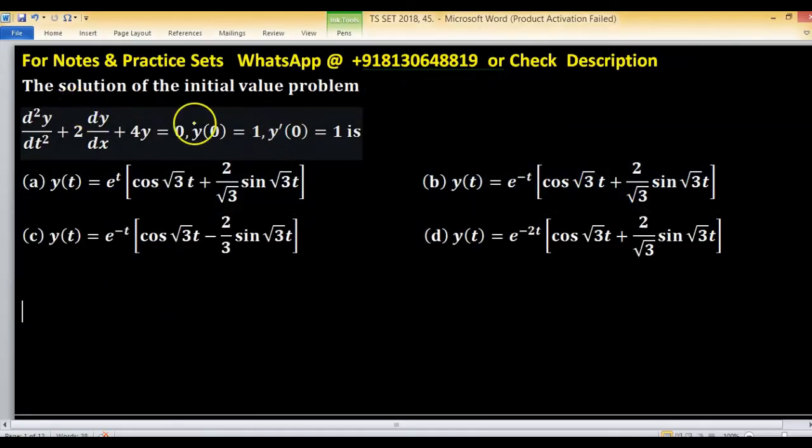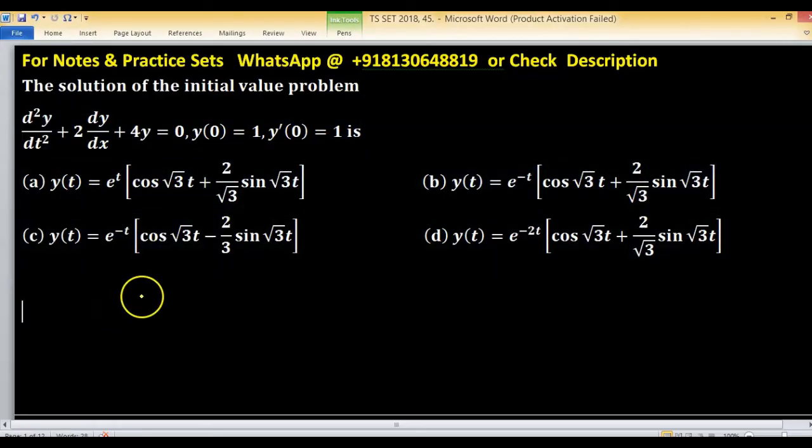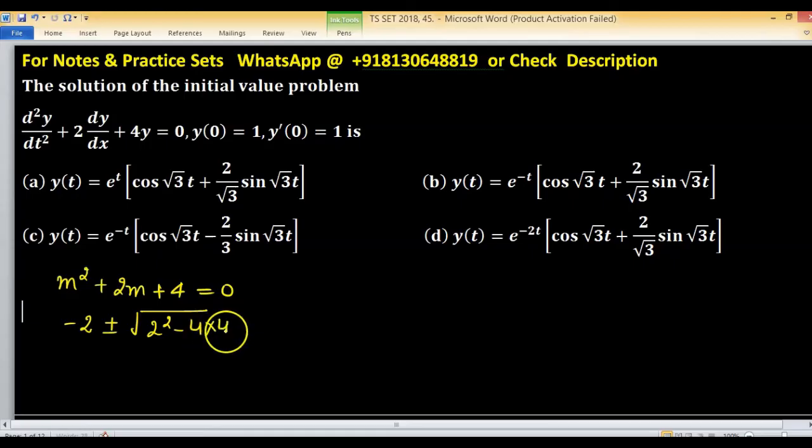In this given problem, we have an initial value problem, and we have to find the solution of this one. Write the auxiliary equation in terms of m. So m square plus 2m plus 4 equals 0. Find the roots of this by the quadratic formula. So minus b, so minus 2 plus minus under root b square minus 4ac, divided by 2.